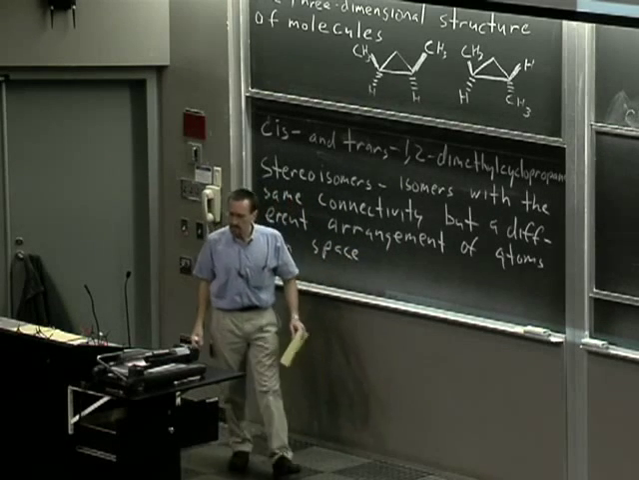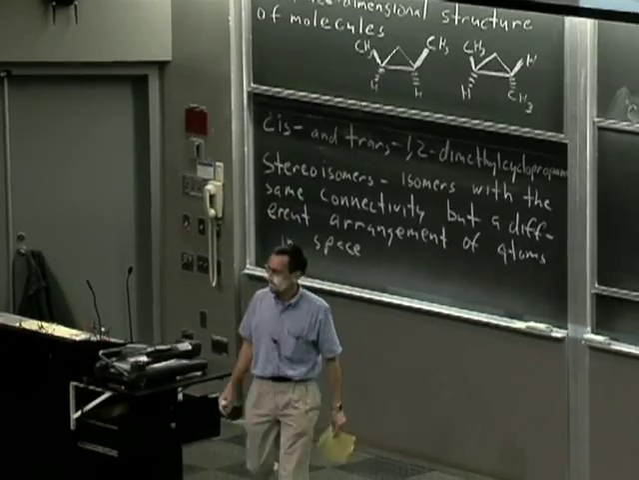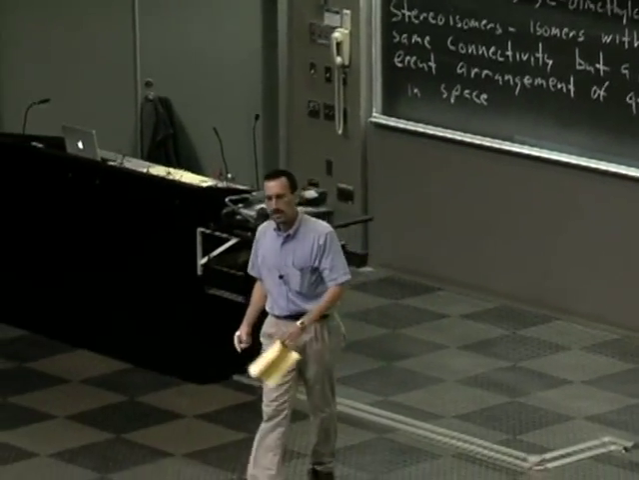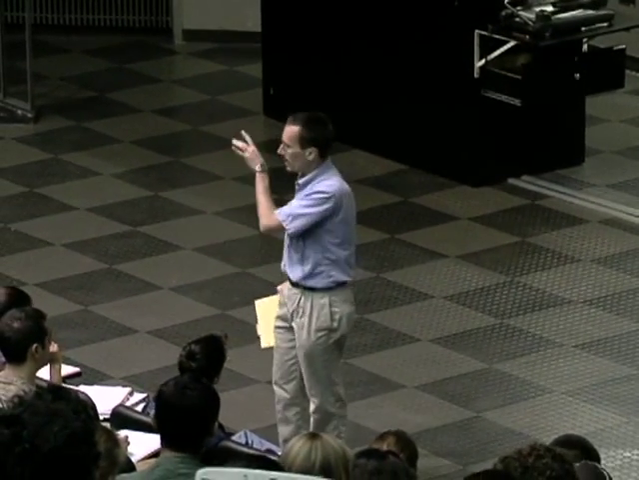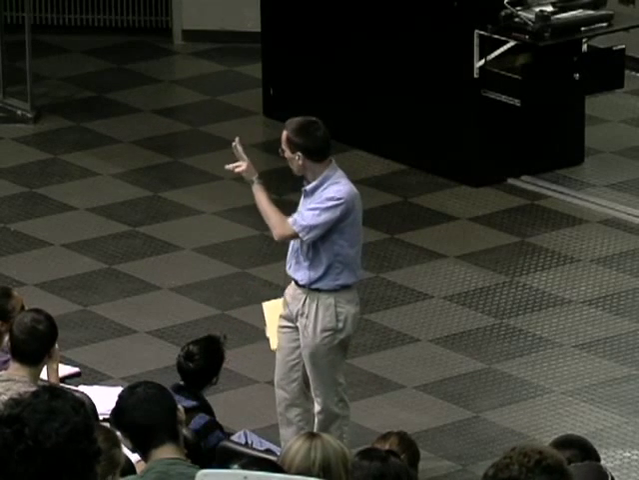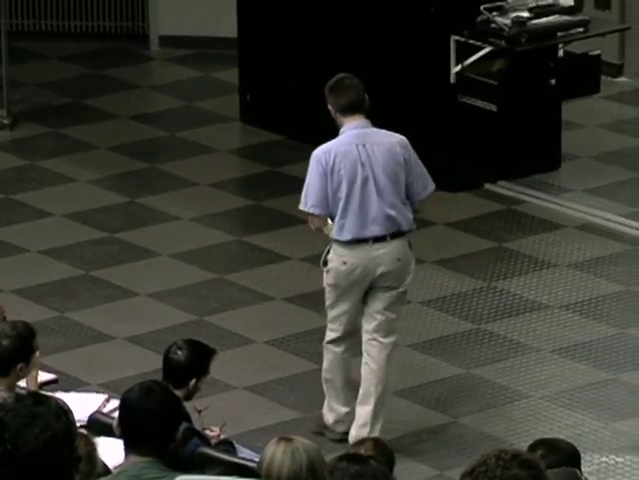And by that I mean in both of the molecules you have a three-membered ring. In both of the molecules you have a methyl group on one carbon of the three-membered ring and a methyl group on the other carbon. And yet, in one case, the methyl groups both point on the same side of the ring, and in the other case, they point on opposite sides of the ring. So same connectivity, but a different 3D arrangement in space.